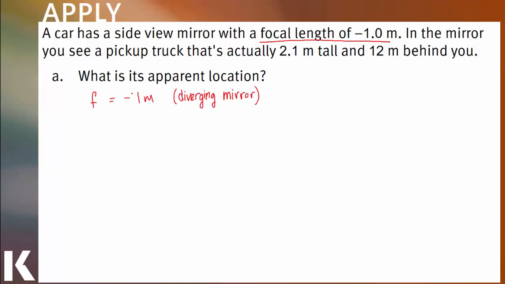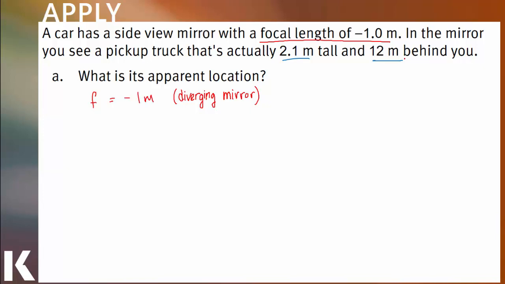Because of that negative sign. And in this diverging mirror, we see a pickup truck that's actually 2.1 meters tall and is 12 meters behind you. Be careful not to mix up these terms. In our thin lens equation, we do not have a term for the size of the object itself. Thus, we will not use 2.1 meters in our thin lens equation. But we do have a spot for our 12 meters, which will be our object distance.